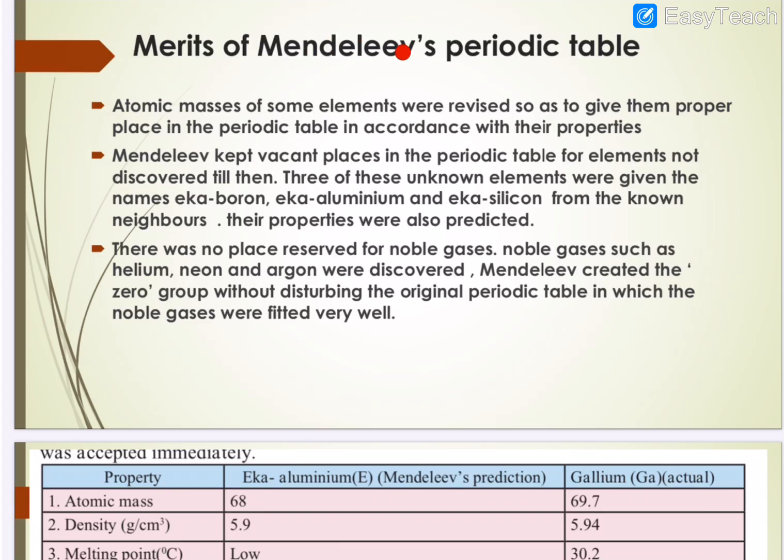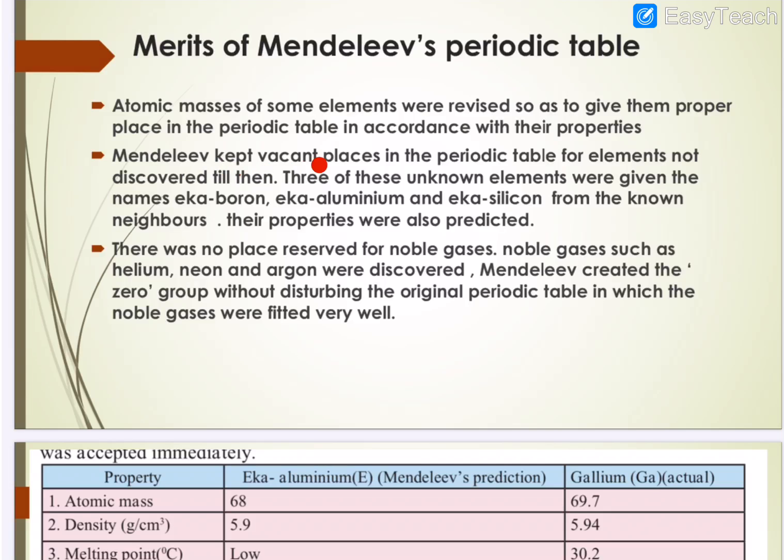Next we are going with the merits of Mendeleev's periodic table. The atomic mass of some elements was revised so as to give them proper place in the periodic table in accordance with their properties. So later he corrected, revised, means he changed the atomic masses of some elements to give them proper place in the periodic table according to their property.